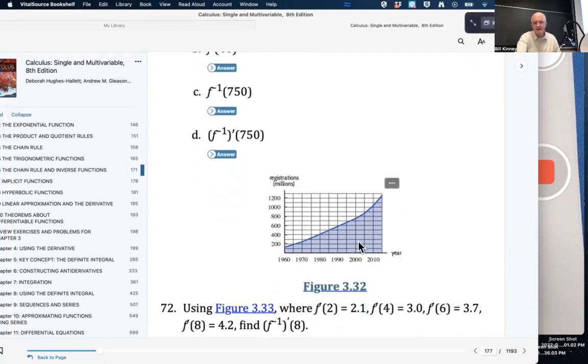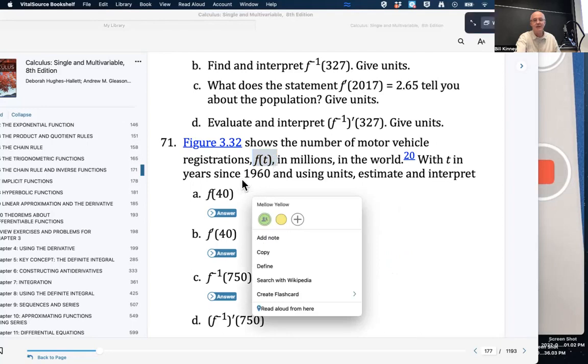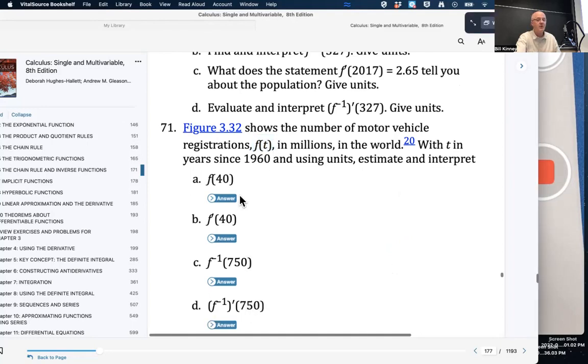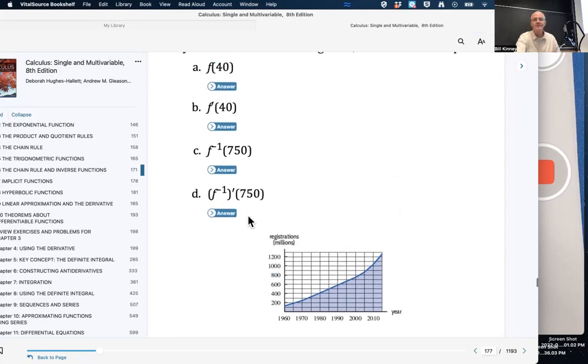F of 40. Okay, it's kind of small. The horizontal axis says years. This says registrations in millions. F of 40 means we're talking 40 years after 1960. The independent variable for F is T, time since 1960. So F of 40 must be the number of registrations in the year 2000, 40 years after 1960. It looks like if you go up to the graph, the number of vehicles is a little less than 800 million.